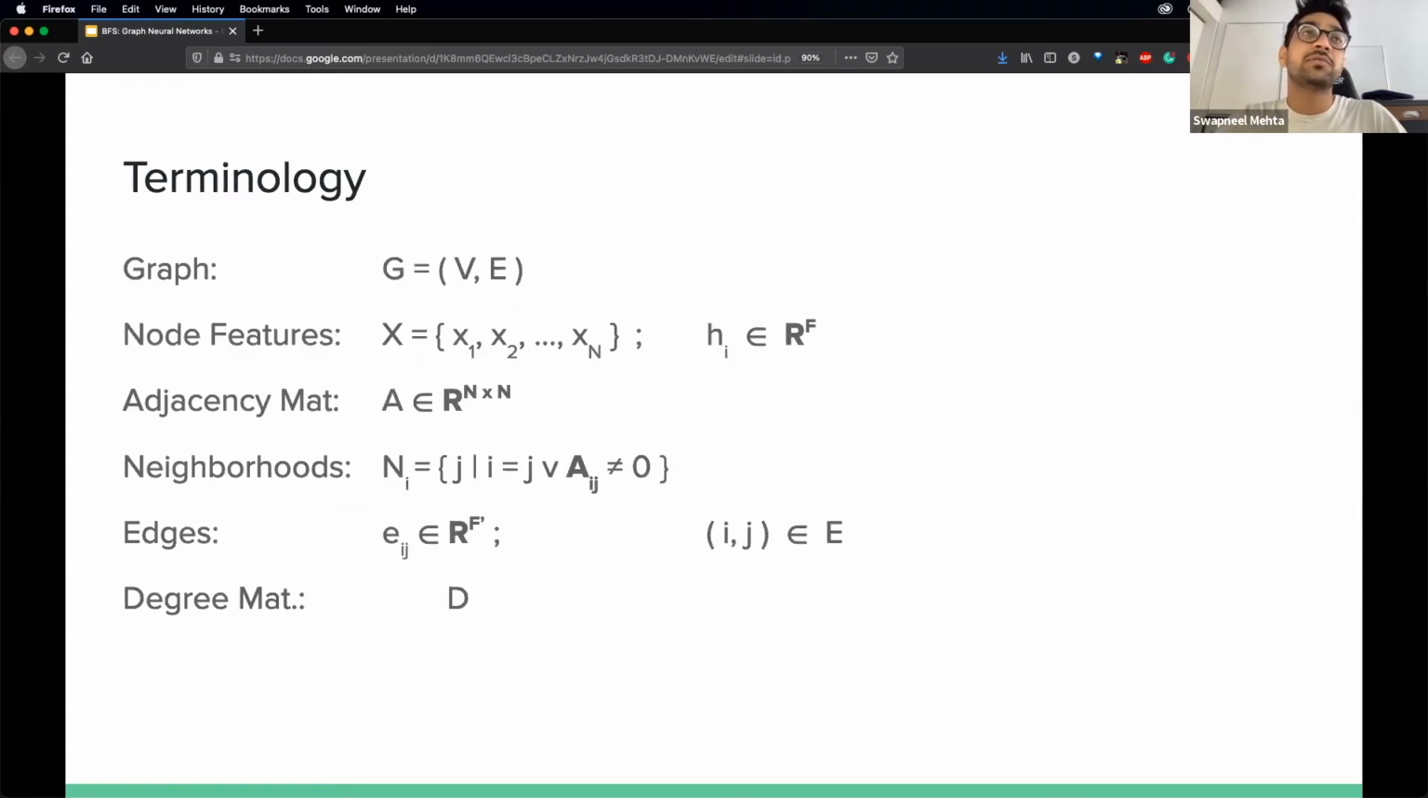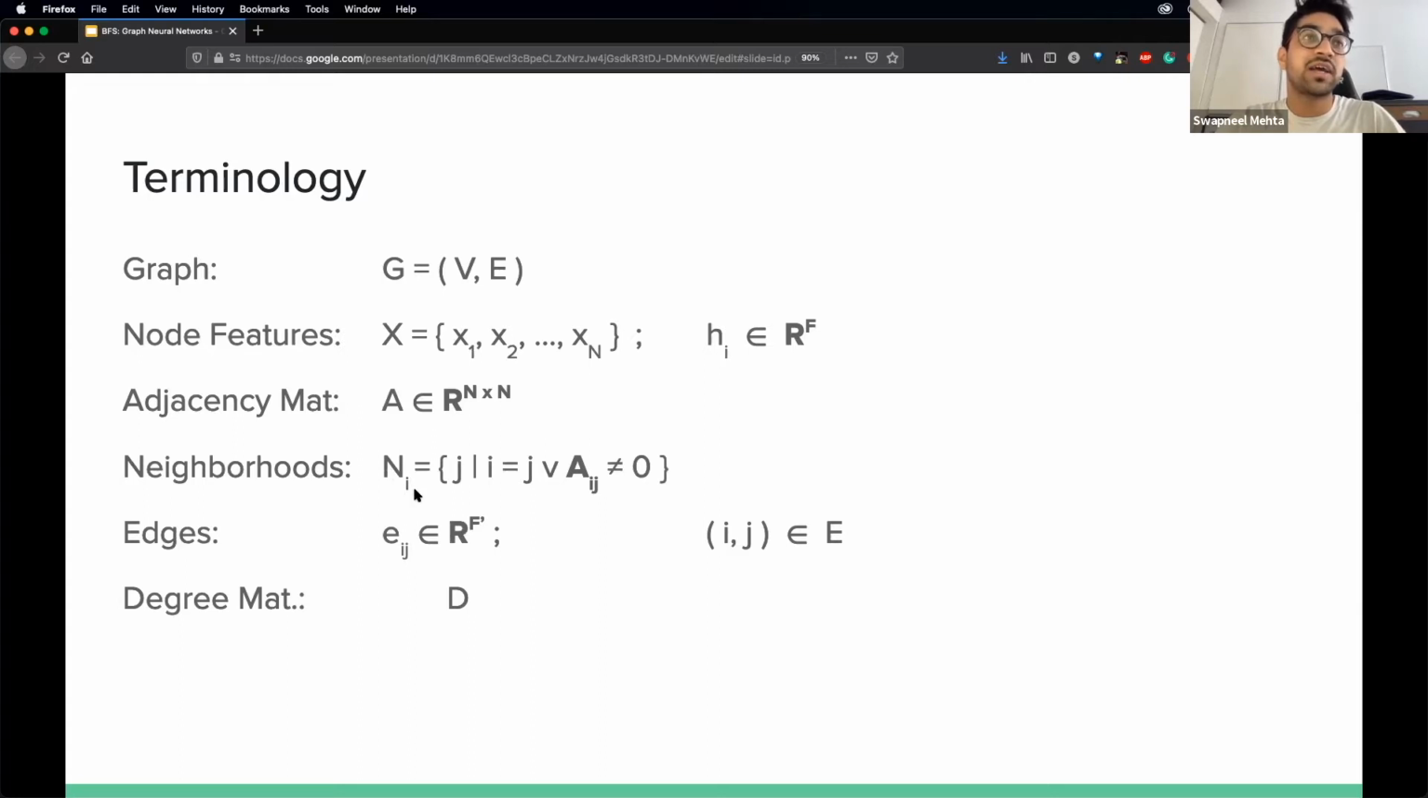The terminology I'll be using for today is G is the graph. It comprises some vertices and some edges. X are your node features, which comprise a set of n nodes, and x_i is the feature set for each of them. This h_i should have been an x_i, so ignore that for now. x_i belongs to the domain R^f, so it's an f-dimensional feature vector. But it won't be really important to think of things as multidimensional. I'll get to that later. It can generalize easily, is what I mean.